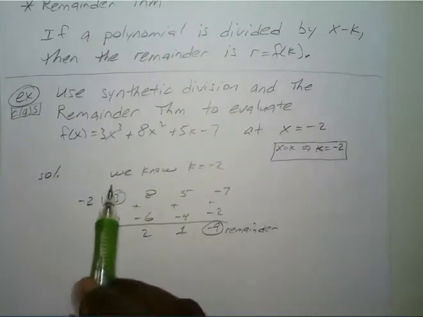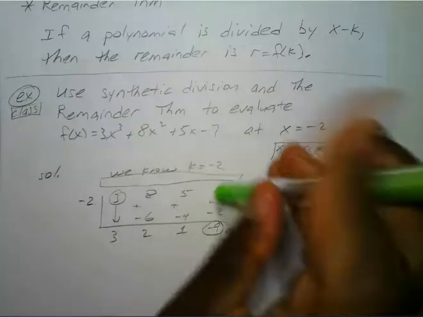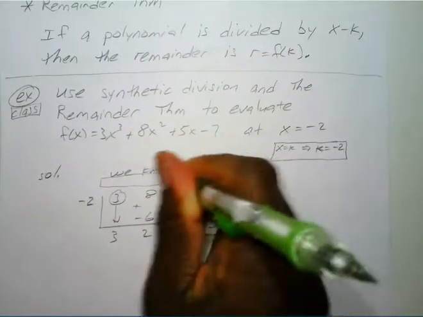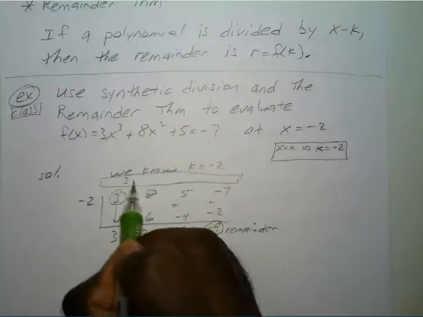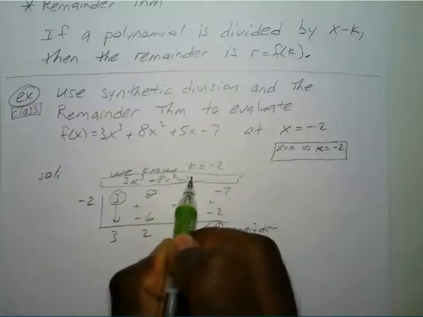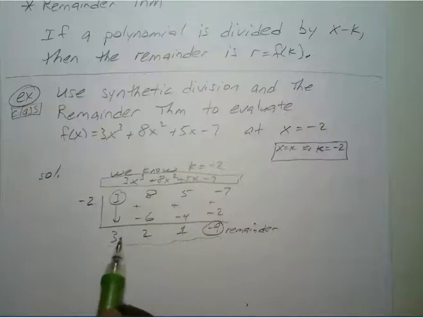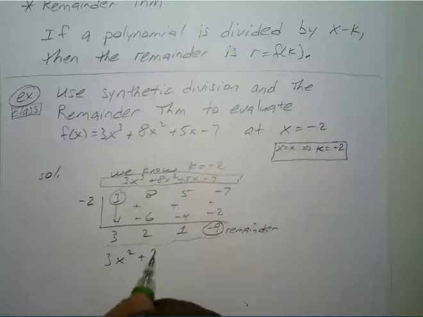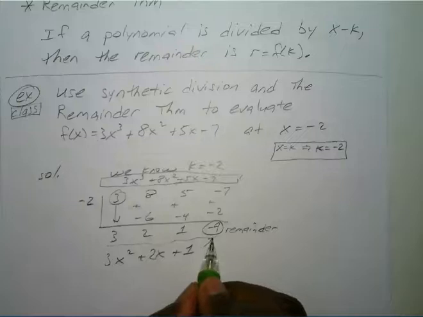So we see here, remember this is, I'll go ahead and rewrite that. Let me clean that up a little bit. There we go. 3x to the third plus 8x squared plus 5x minus 7. So to read that one, remember that's to the third power, so this one would become 3x squared plus 2x plus 1 with a remainder of negative 9.